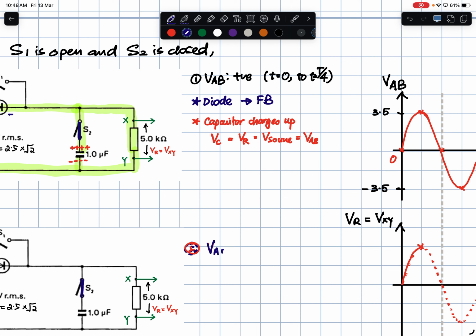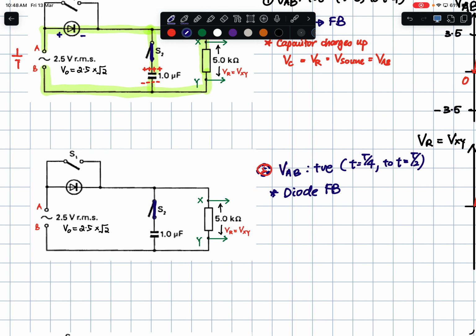VAB positive. But this is when t equals T over 4 to t equals T over 2. Something happens. The diode is still forward biased. But what will happen is that my potential difference across my cell is going to fall below 3.5, but the capacitor was charged up to 3.5.